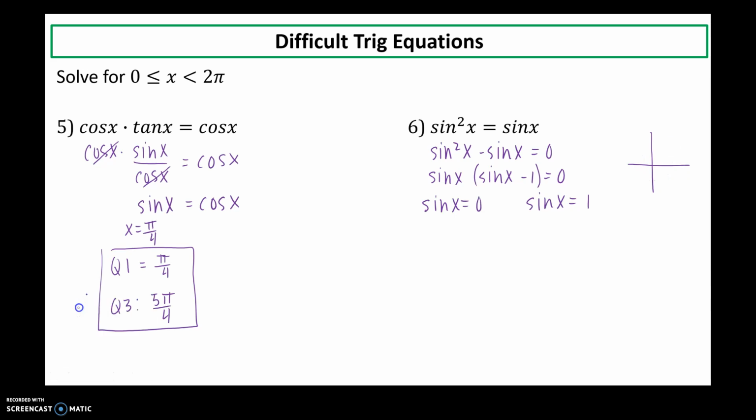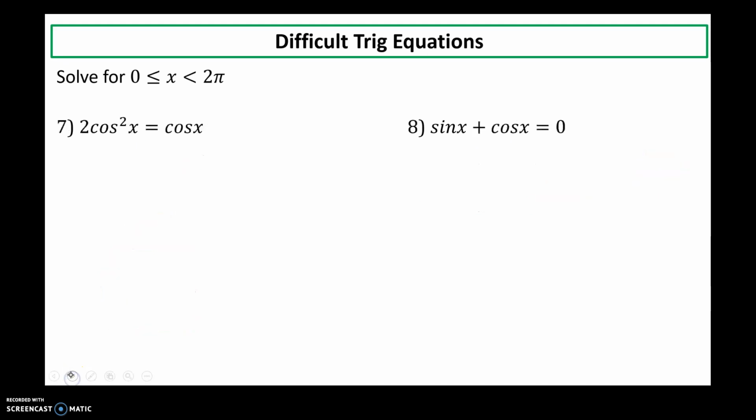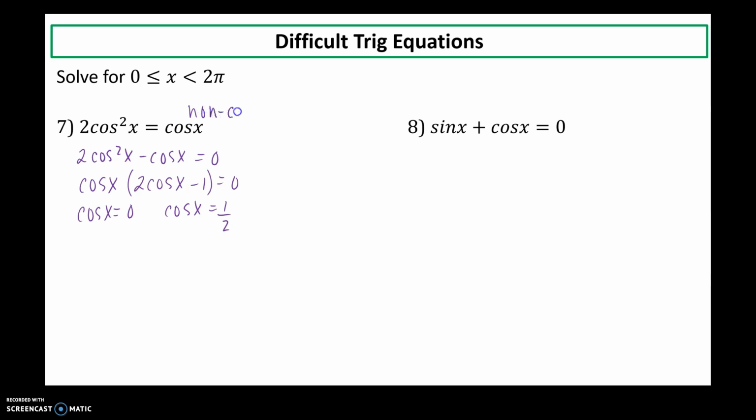Okay, so you have spent a whole lot of time solving problems like this. All right, number 7, 2 cosine squared x equals cosine x. So I'm going to subtract my cosine x from both sides. I'm going to factor a cosine x out, and I get cosine x times 2 cosine x minus 1 equals 0. Okay. Cosine x equals 0. Cosine x equals 1/2. Same deal. Non-calculator. Look at your exact values in your unit circle.